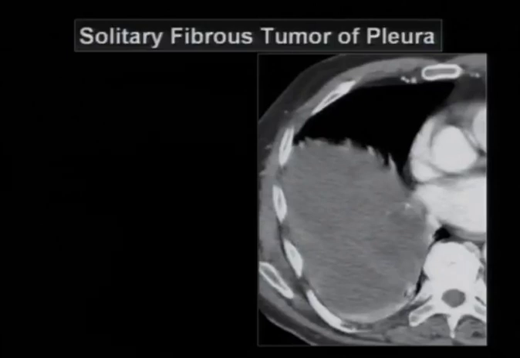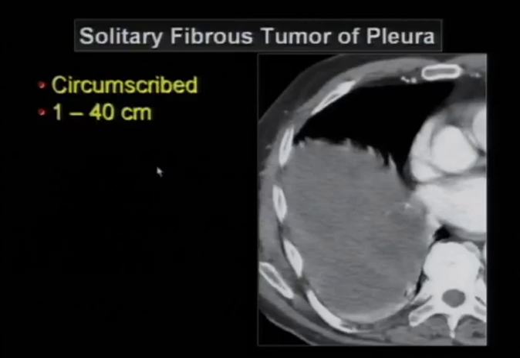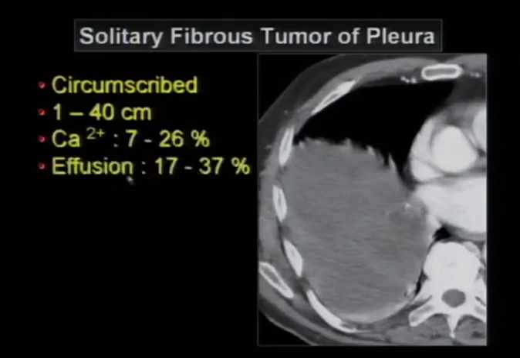In this case, you have to remember that solitary fibrous tumor of the pleura may present as a very large, circumscribed lesion, up to 40 centimeters, one of the largest ones reported, occupying the whole thorax. That's how you suggest this diagnosis, particularly when the patient's not dying of metastatic disease or something else and they have a giant mass in their chest. You may want to think about unusual lesions. They may calcify, usually in the minority of cases. Effusion, even though it's a lesion from the pleural space, effusion is not that common.